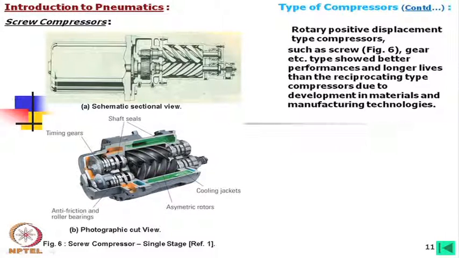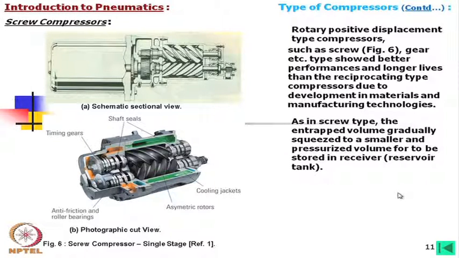Now, it is found that this type of compressor has much better life and can perform better at high pressure. Of course, if you think in terms of volume, that will be less in comparison to the reciprocating type. So, where moderate volume is required with very high pressure, the screw compressor may be better than the cylindrical piston type. In the screw type, the entrapped volume is gradually squeezed to a smaller volume to be stored in the reservoir. Usually you will find the axial inlet and the outlet in the radial direction at the other end, and these are the cooling jackets.